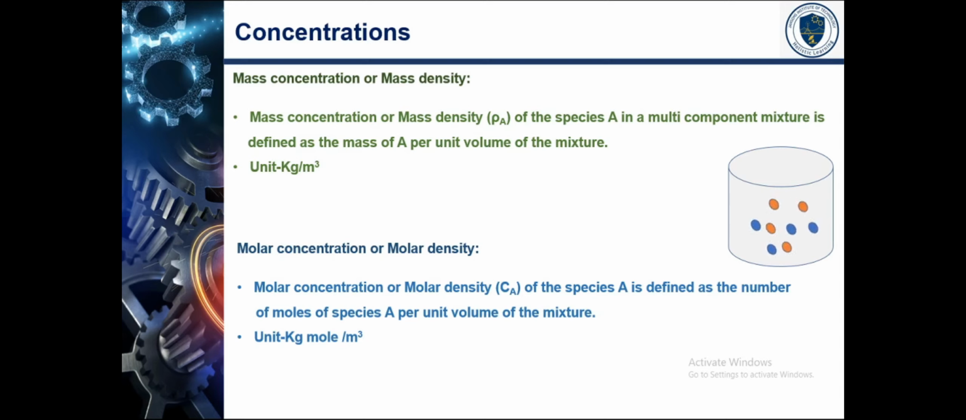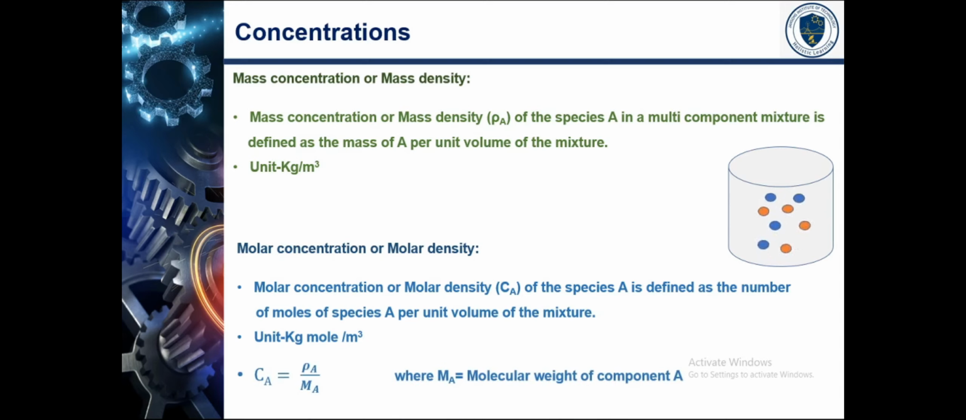To find the molar concentration or molar density, the formula is CA, the molar concentration of species A, is equal to rho A, that is mass concentration of the species A, divided by molecular weight of species A, MA. So this is called molar concentration of species A. In the same way, what is molar concentration of species B? The formula is CB is equal to rho B by MB. So this is the formula which relates molar concentration with mass density.